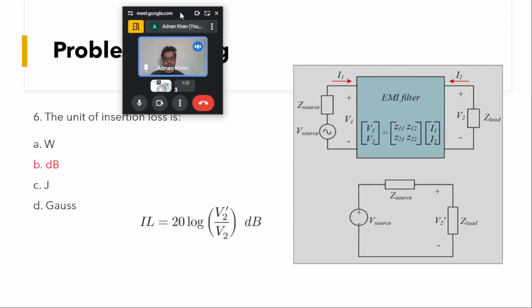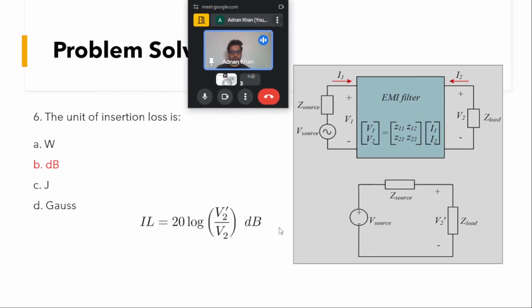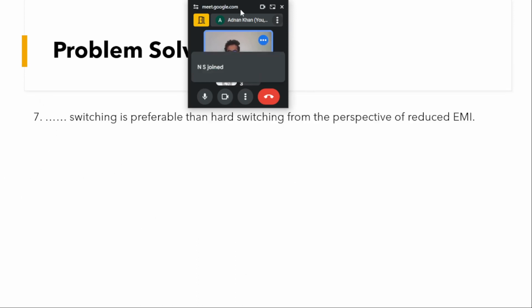We have seen the insertion loss is the ratio of, if we have two networks, one with the EMI filter and one without the filter, the EMI voltage that we get at the load side in the two cases. If we take the ratio of that and take 20 log of that, we get the insertion loss in dBs. As such 6 is the correct option.